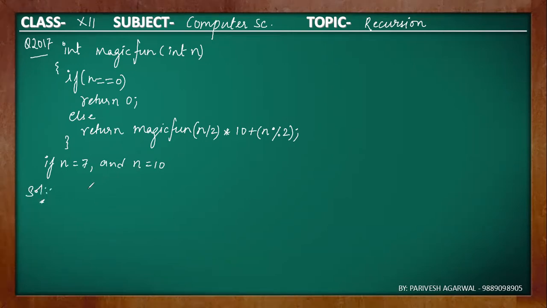First of all, we are taking n equals 7. So just write down the dry run. After that, I am invoking the function magic_fun and passing the value 7. Here the condition is checked, the first base case condition is false. So it will not return 0, it will move to the else part. It returns magic_fun, so we are again invoking the function magic_fun with 7 divided by 2, which will give you 3.